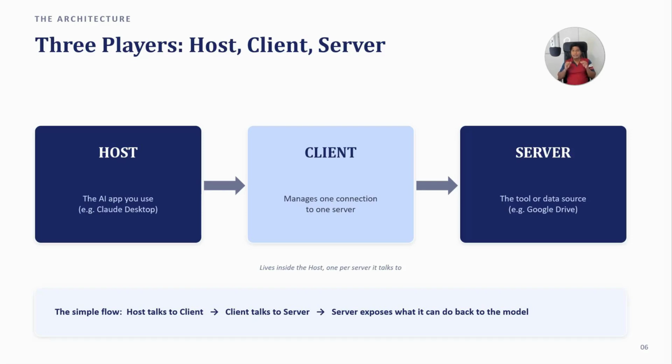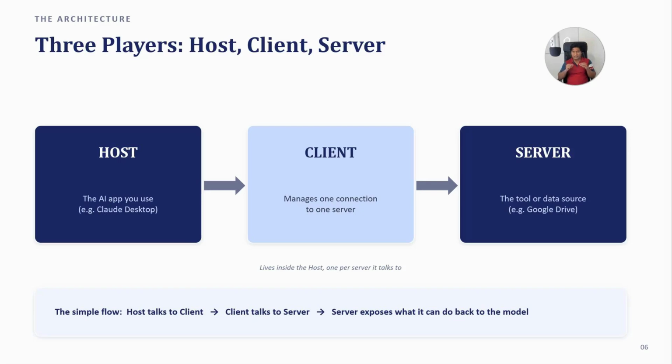Alright, now let us look at the actual architecture. MCP has 3 main players. The first one is the host. This is the AI application that the user actually interacts with. Think of Claude Desktop or an AI assistant inside your code editor, for example. The second is the client. This lives inside the host. It manages a single connection to one specific server.